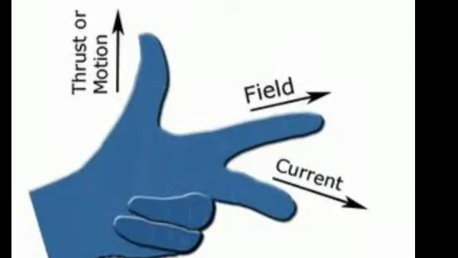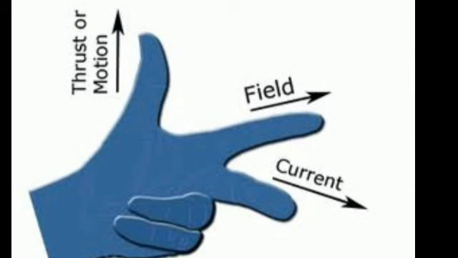We consider the direction of the electric current and the direction of the magnetic field and found that the direction of the force exerted is perpendicular to both. There is a simple rule relating these three directions. This rule is called Fleming's left-hand rule.